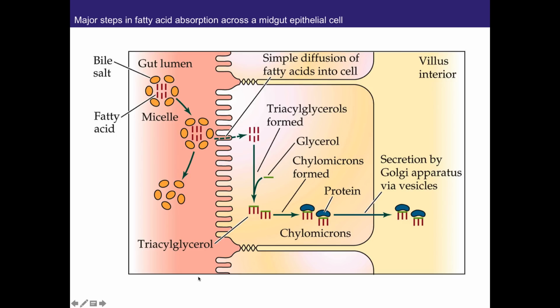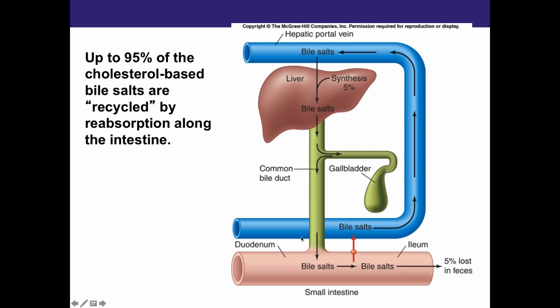Where do they go? Chylomicrons are then distributed to adipose tissue where they're stored. So this is giving you an idea. Triglycerides and protein form the chylomicrons. And then bile is recycled. 95% of the bile is recycled, only 5% is lost in the feces.